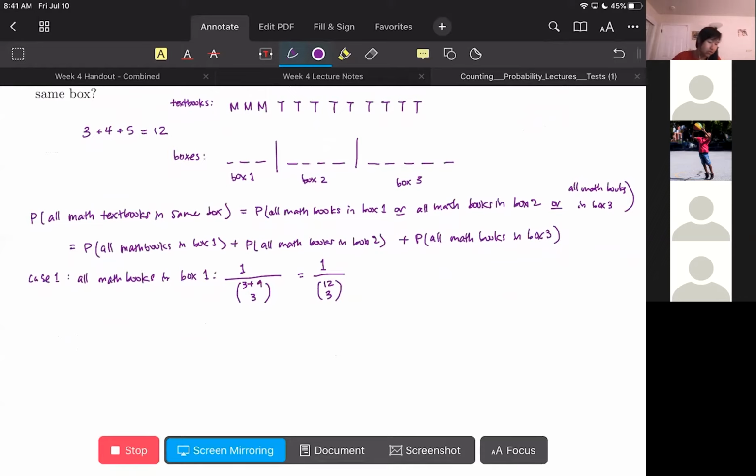All right, so for case 2, basically we want to compute the probability that all math books are in box 2. So we actually have the same denominator. It's 12 choose 3. But what about the numerator? Any ideas on how many ways we could do that?